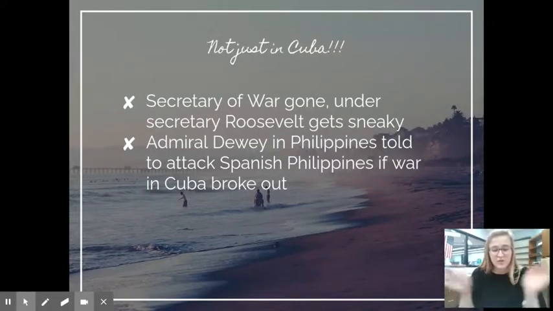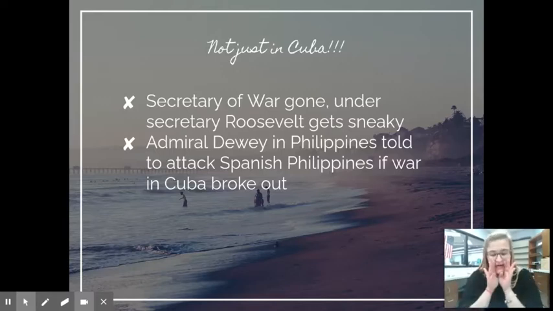While the Secretary of War was away, Under-Secretary of War, like his backup, Teddy Roosevelt, cabled, that means telegraphed, Commodore George Dewey, who is in charge of this military base in the Philippines in Manila Bay, and says, I know a war's going to happen before the war even happens. If a war happens in Cuba against Spain, let's start a war in the Philippines against Spain, and we'll take both their territories from both hemispheres, and the United States will win.